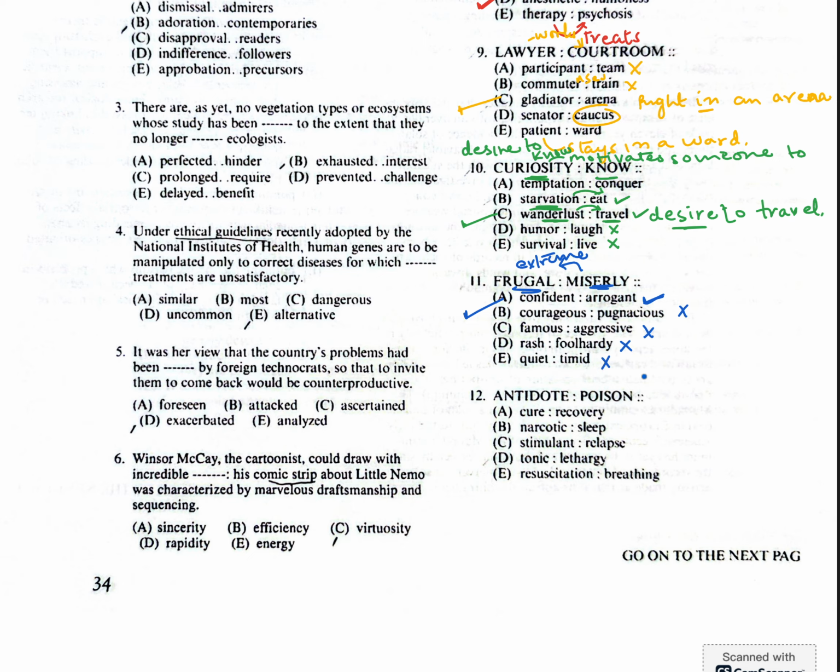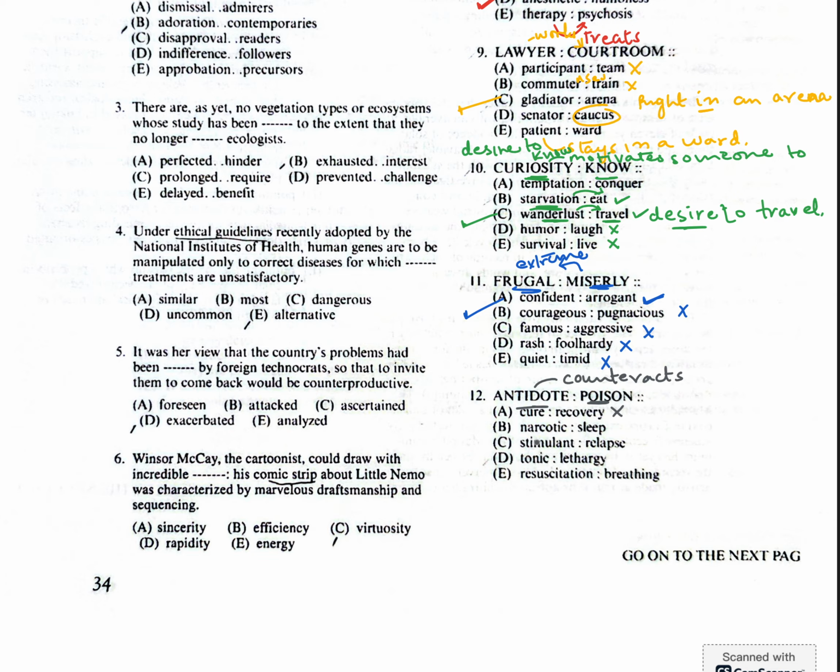Okay, moving on to the 12th one, antidote and poison. The relationship of antidote and poison is antidote counteracts poison, right? So I can write counteracts poison, and I have to look for a first word that counteracts the second. So cure and recovery. I can say cure produces recovery, right? So no, that produces recovery.